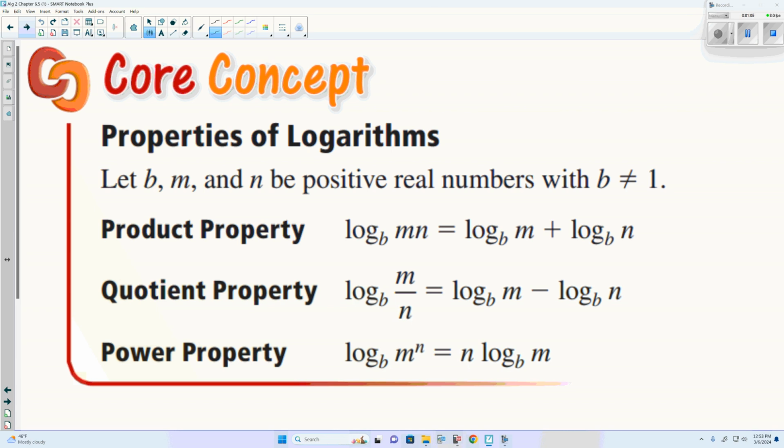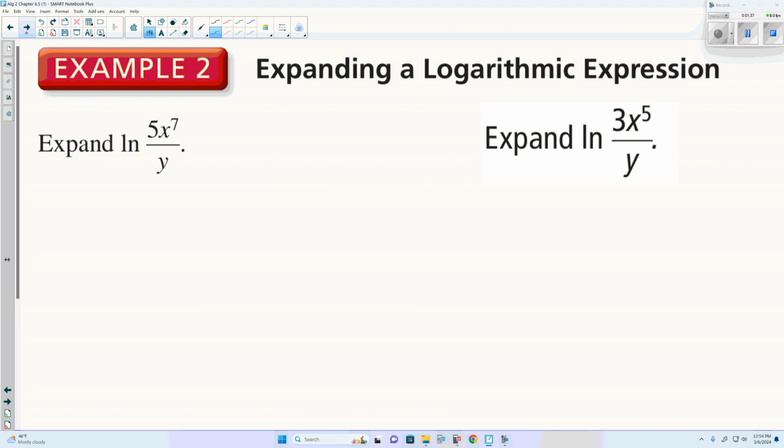And our power property, log base b of m to the n, is the same as n times log base b of m. We move the exponent to the front. Questions on these here? These are our three properties, and we're going to use them to expand the logarithmic expression.